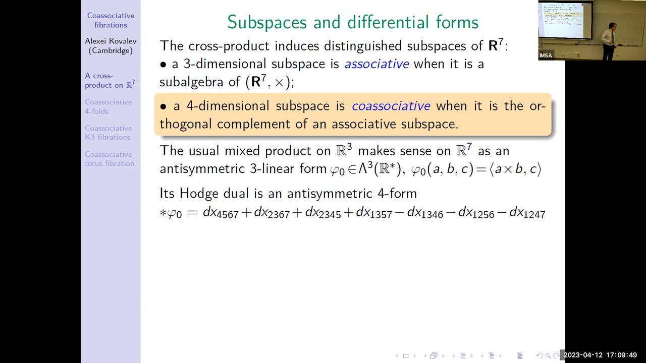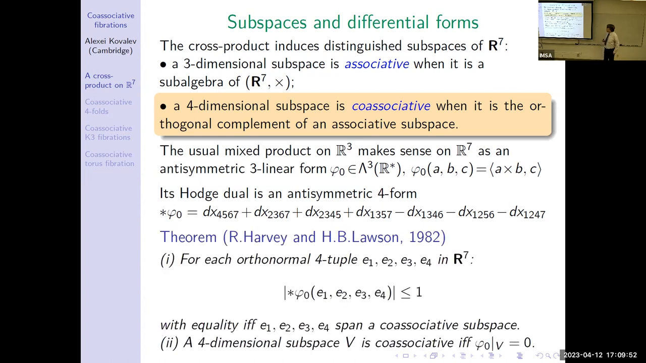And now, here's the first slightly deeper result about all of this. If we use any orthonormal set of 4 vectors in R7, then evaluating star phi naught on it will always give us either 1 or something less than 1 in absolute value. And equality will occur precisely when these e's are the basis of some co-associative subspace. That's a result from a seminal paper of Harvey and Lawson, Calibrated Geometries.